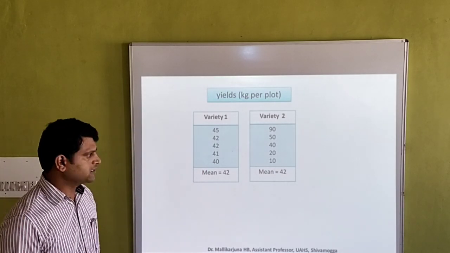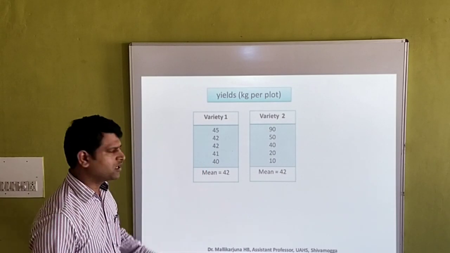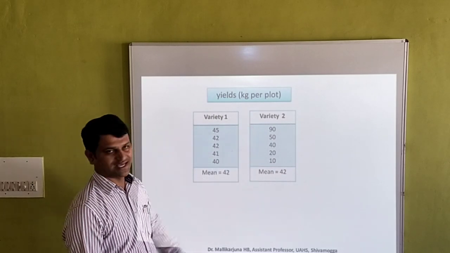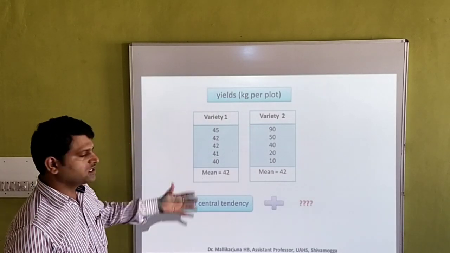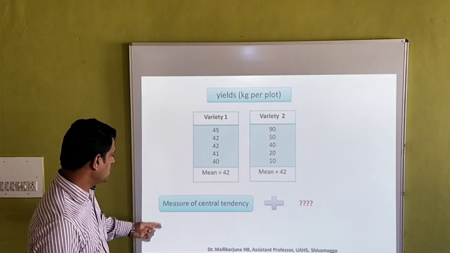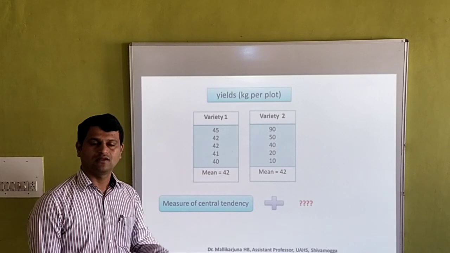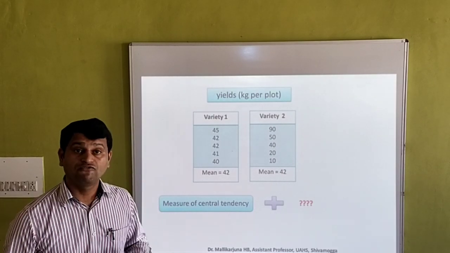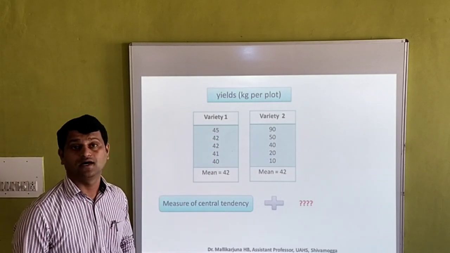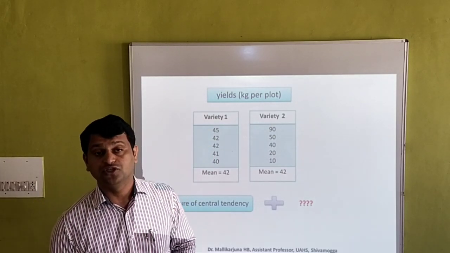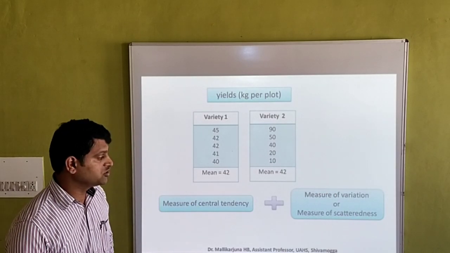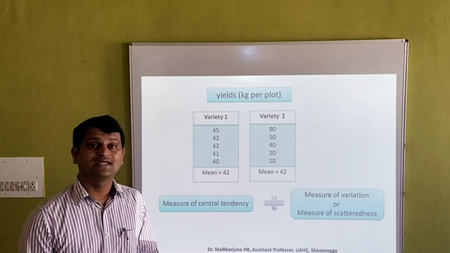In this data, from two samples or two varieties, these are the observations from the first variety, and these are the observations from the second variety. In both cases the arithmetic mean is 42. So the measure of central tendency alone is not sufficient to describe the data. We need some other measures also, that is, measures of variation or measures of scatteredness.